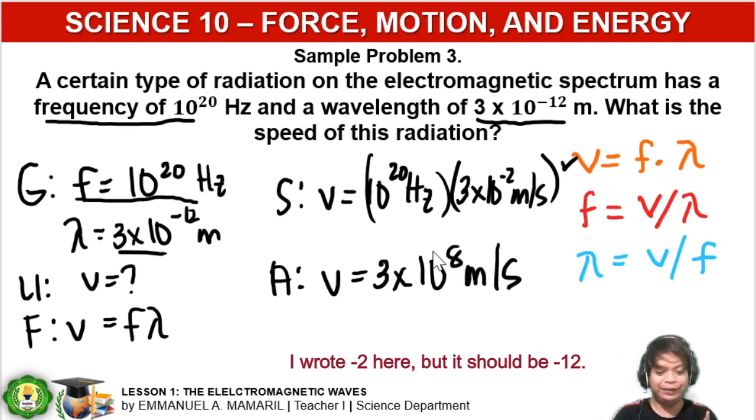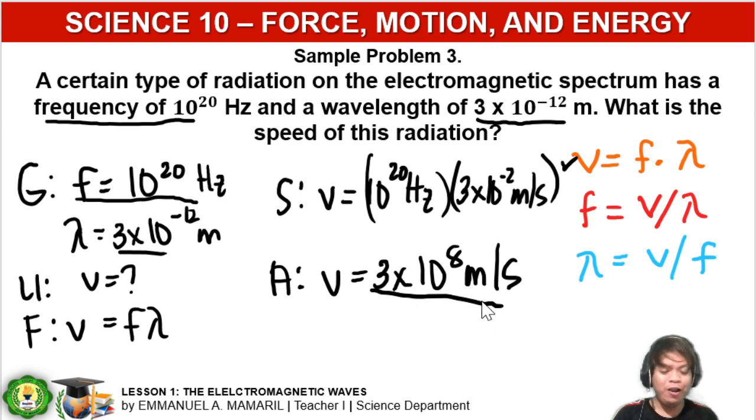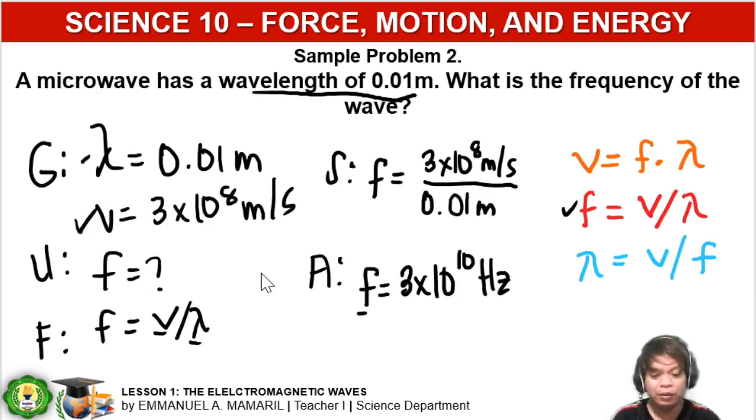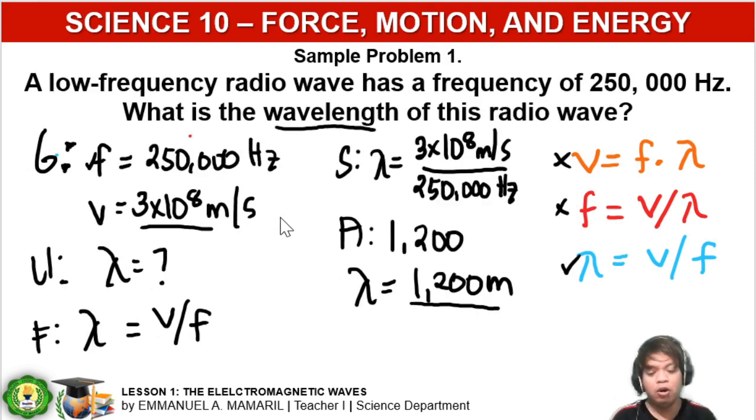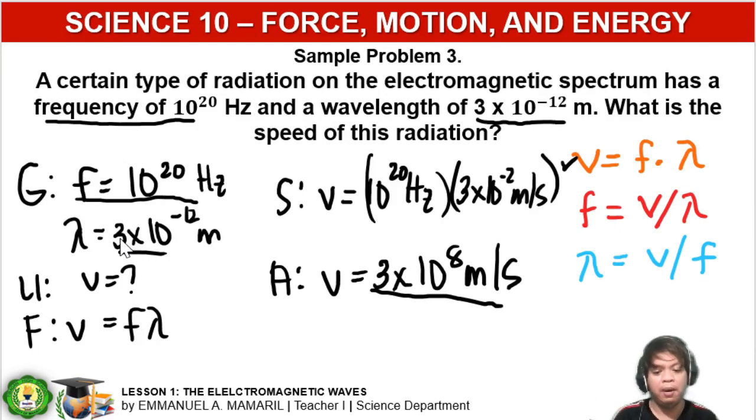And remember guys that all of our electromagnetic waves have just the same speed, which is this 3 times 10 exponent 8 meters per second or 300 million meters per second. Diba? Dito sa problem number 2, the speed is 3 times 10 exponent 8 meters per second. Dito is 3 times 10 exponent 8 meters per second. So mapa-radio wave man yan, microwave, or whatever wave we're talking about, it has just the same speed, which is 3 times 10 exponent 8 meters per second.